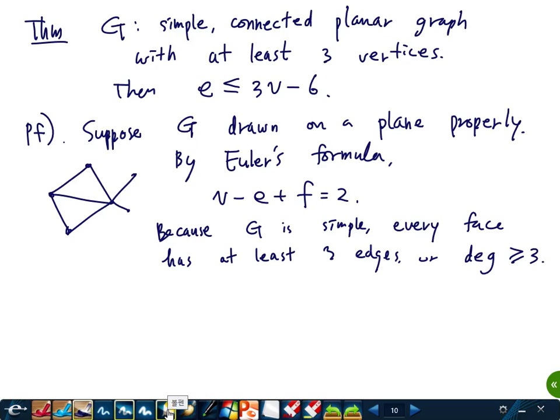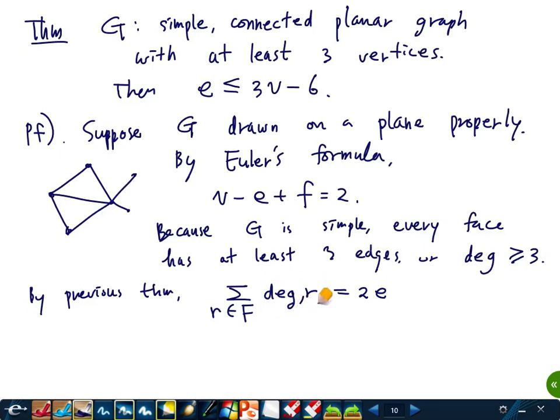And by the previous theorem, we know that the summation over R in F, where F is the set of faces, of degree of R equals 2 times E. Right? But what is the condition on this degree of R? At least 3. Everything is at least 3.